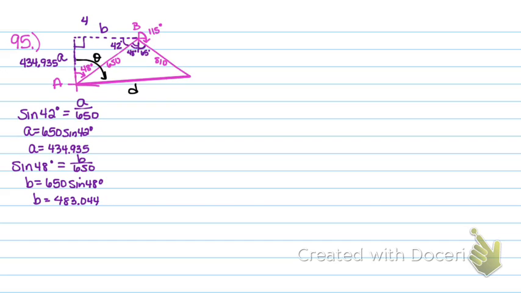All right, so we got 483.044. Yes. All right. Well, what if I go on across here and make another right triangle? Oh, wow. Oh, no. It's starting to get harder and harder.